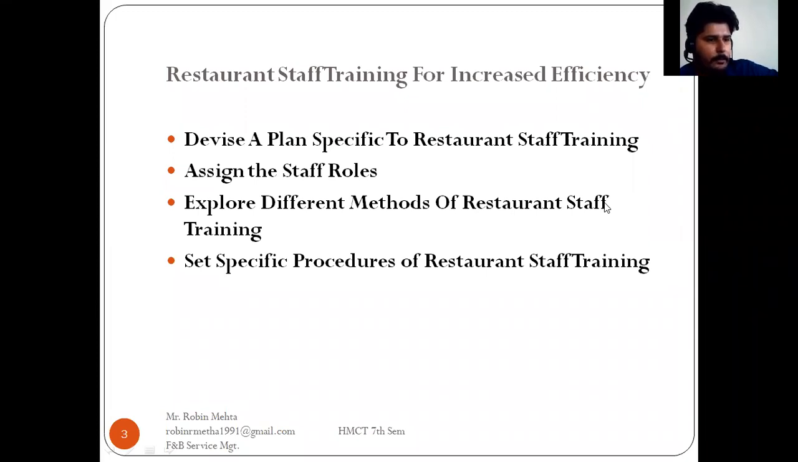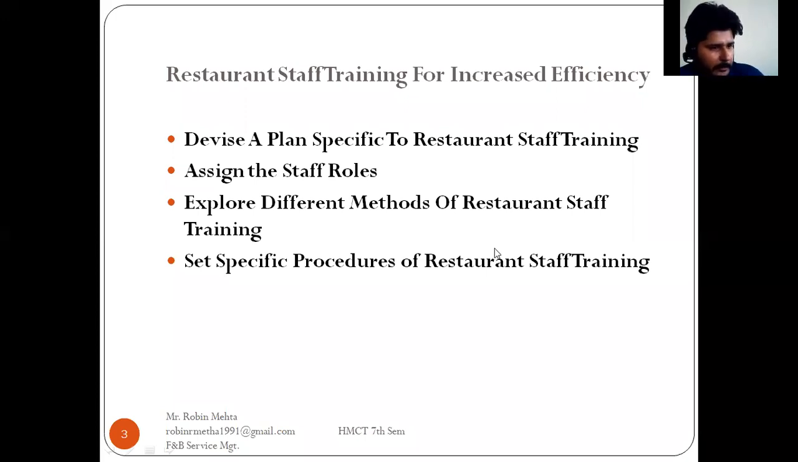Assign the staff roles, okay. In training, what we can do is assign them their roles and duties so that they can cope with the duties. Maybe if we give them some kind of task or duty, they may do wrong, or there may be so many mistakes, but after making mistakes they may learn from that, okay. So that's why we provide training to them, okay.